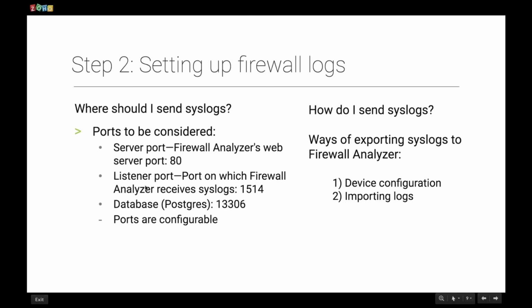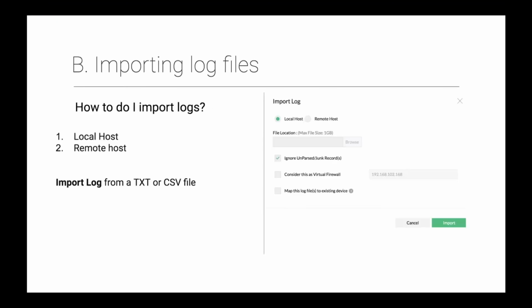There are two ways to export syslogs to Firewall Analyzer. Number one, as mentioned before, is to configure the firewall device to forward syslogs to port 1514. The second way is to import log files. This is shown in detail in the next slide. You can import the logs from a local host or a remote host. Let me show you how this is done in the product UI.